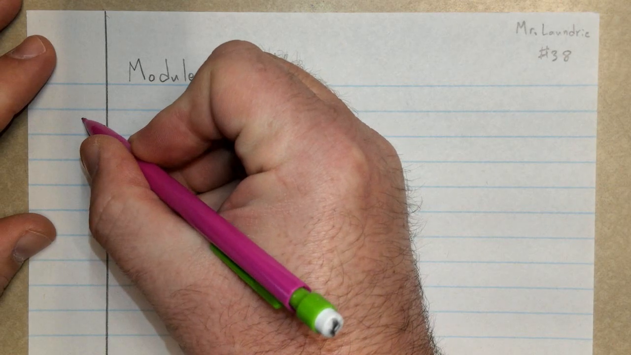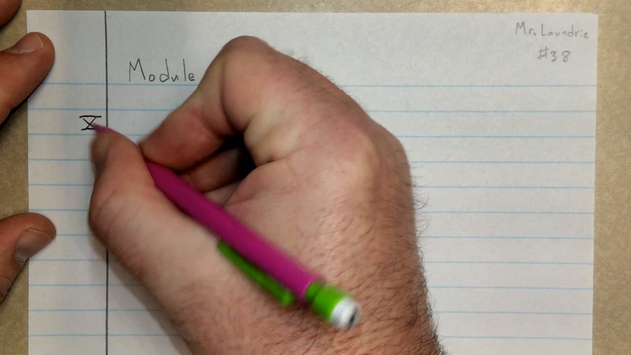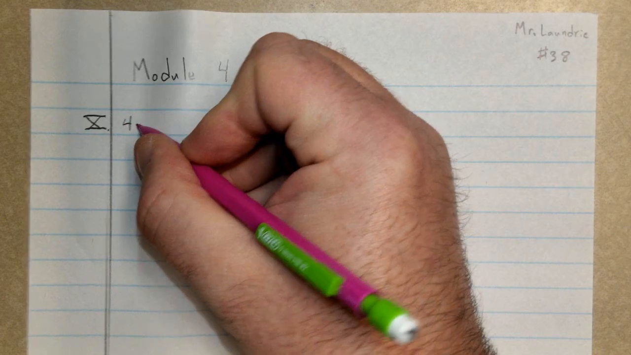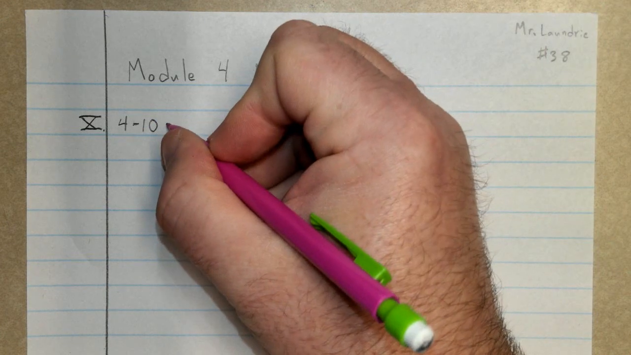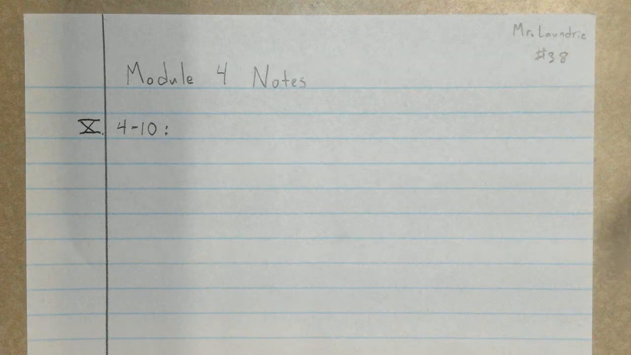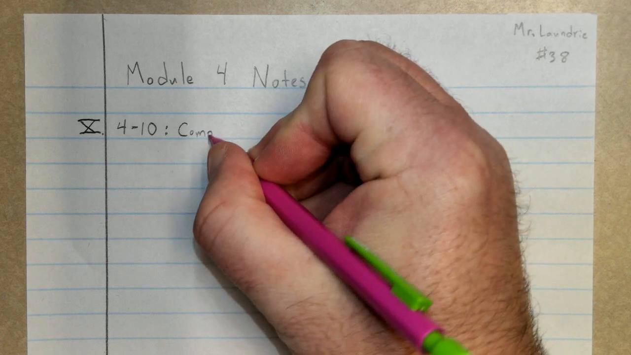Today we're going to start with a Roman numeral 10, because this is Module 4, Lesson 10. 410. Compare and evaluate expressions with parentheses. Let's write that down. Compare.